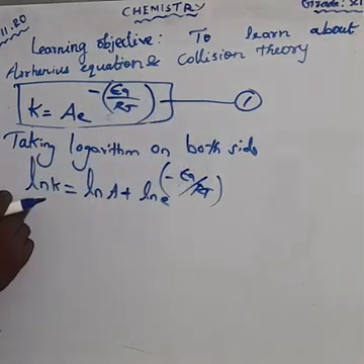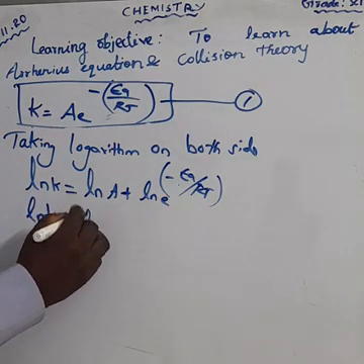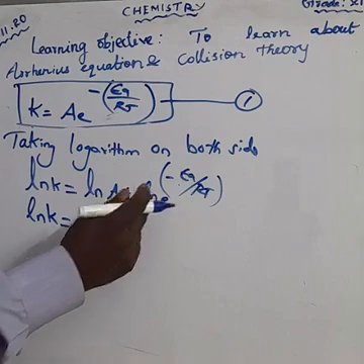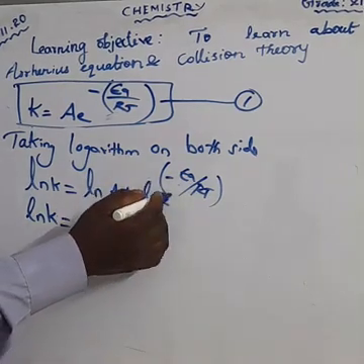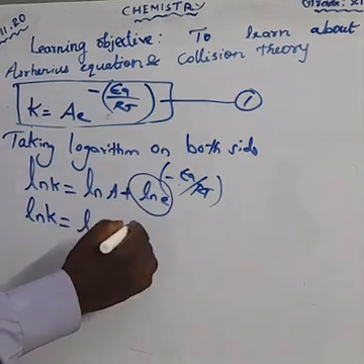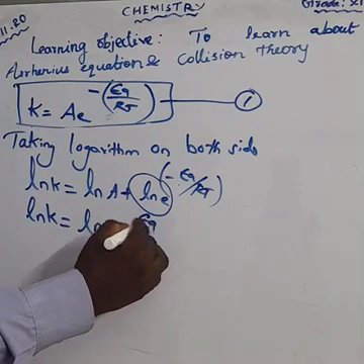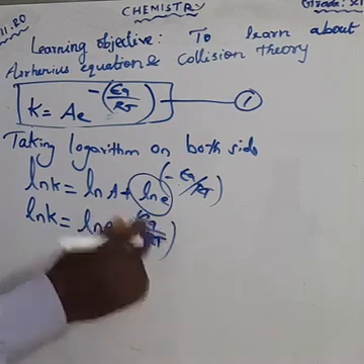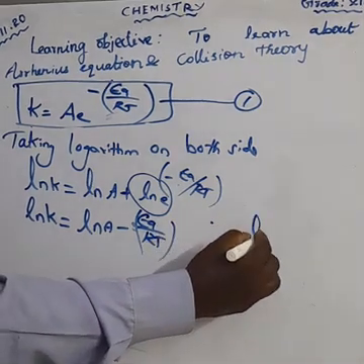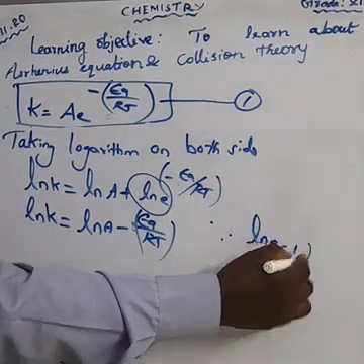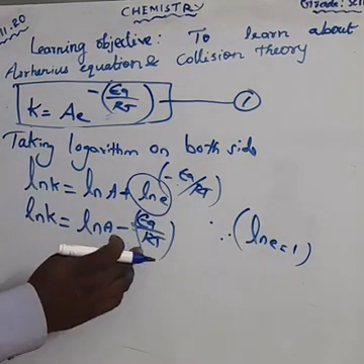We can write it as ln K is equal to ln A minus, this ln e becomes 1, minus EA by RT. Because ln e is equal to 1. So we can write, we should take the T from this square bracket.